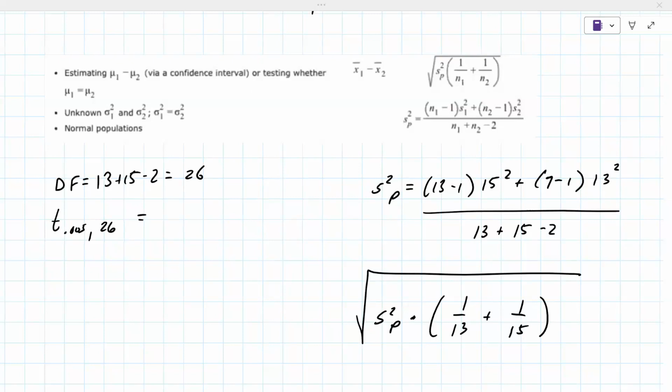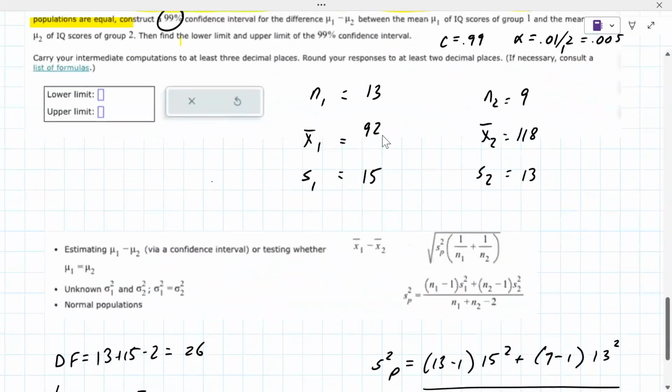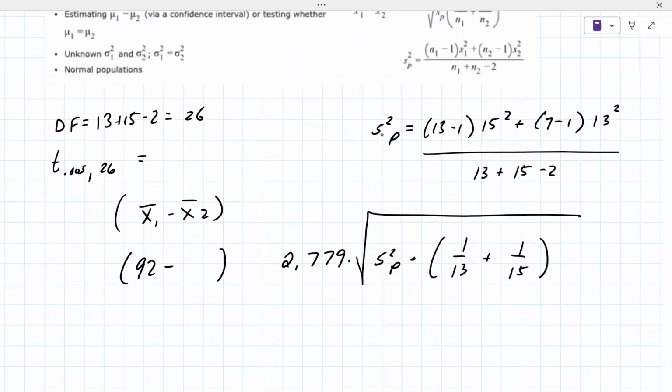All right. So then we're going to use this 2.779 number out in front, and then x bar 1 minus x bar 2, over here on the left is 92 minus 118, and then plus or minus this. So it's a lot there. I'm going to work through this here in case you want the intermediate values.